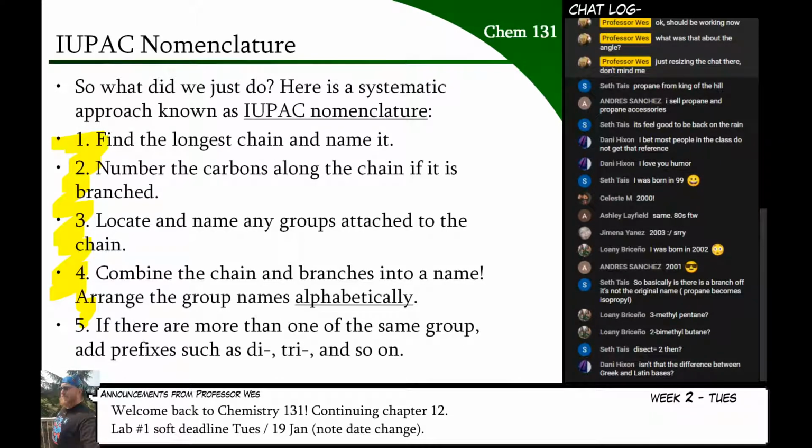All right. Finally, when you've arranged your groups, if you have more than one of the same group, add some prefixes to represent that. So di, tri, tetra, etc. If you have 2 methyls, 3 methyls, 4 methyls, or whatever.